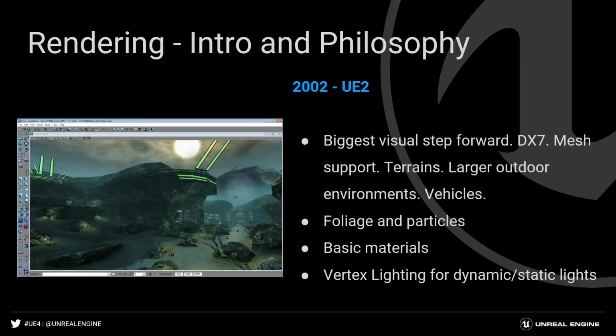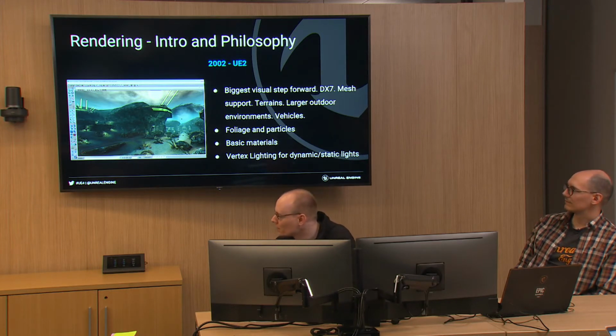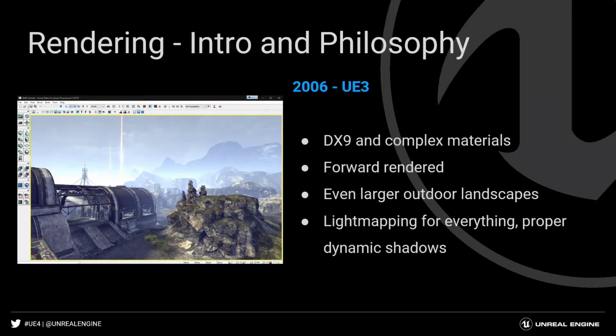So with Unreal Engine 2, it went to DirectX 7, mesh support was added, terrains, large outdoor environments, vehicles coming in, foliage and particles, which weren't there before. The first materials came in, but most of the lighting was still vertex lighting based for the models. But it was a big step up, and you see the shape that Unreal Engine 4 is today taking form. By UE3, we were getting very close to the idea of UE4, at least in terms of features and tools.